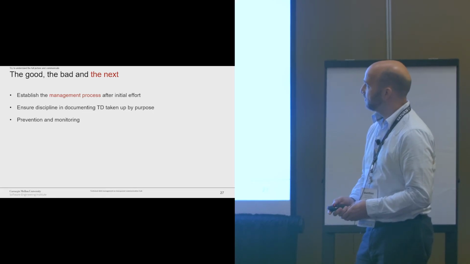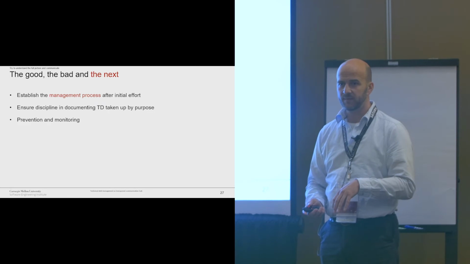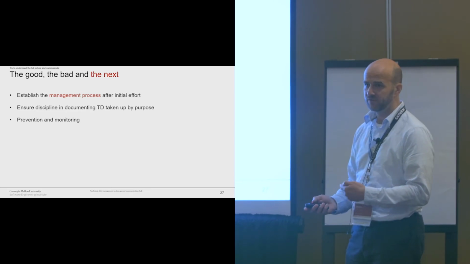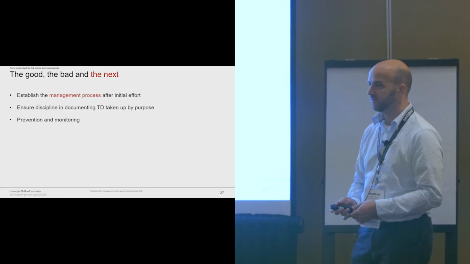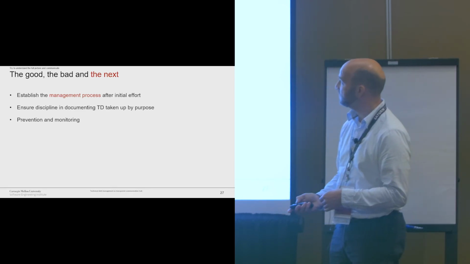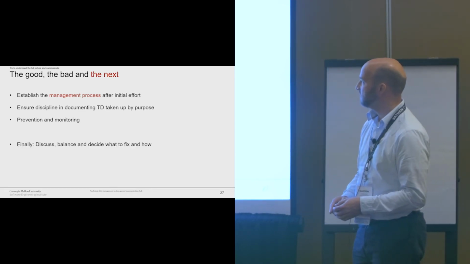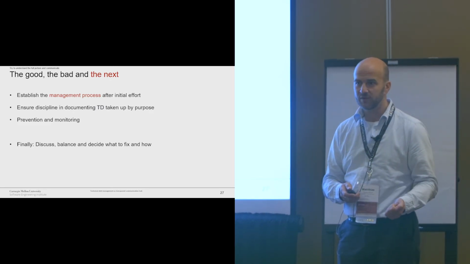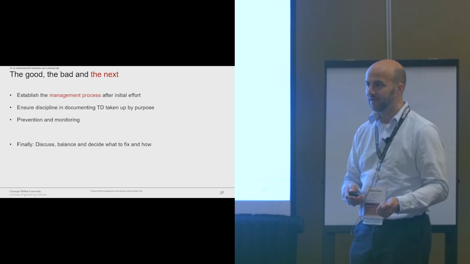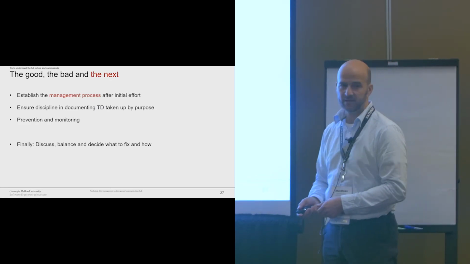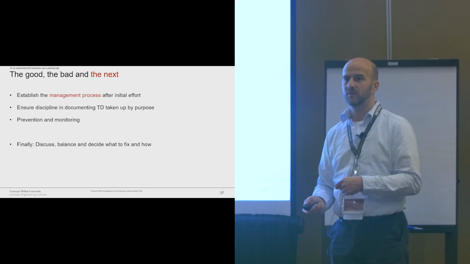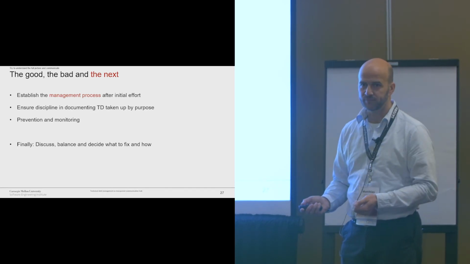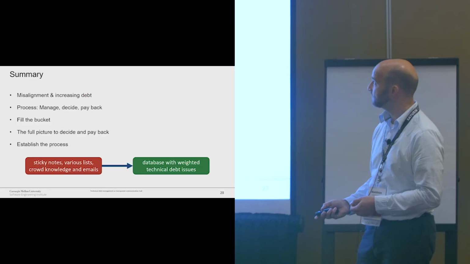We need prevention and monitoring. When we fix technical debt, we test and prevent regression, and we monitor the success of removing technical debt. That's something we need to set up. And finally, we need to discuss, balance, and decide what to fix and how. That's basically the difficult part. Now we were only talking about the management of technical debt, but our goal is to remove technical debt, and only the technical debt which is worth removing, where we gain more than we lose.